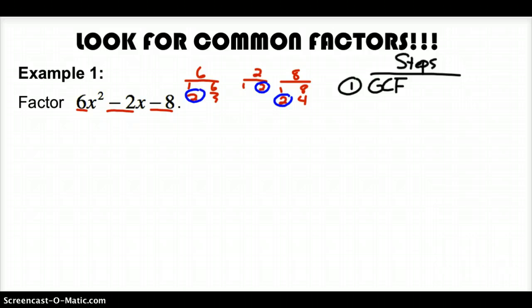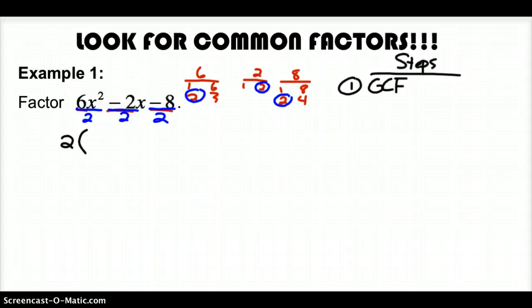So what I'm going to do is divide each of these terms by this greatest common factor. And here's how we're going to write this out. We're going to write this out just like this. I know that I took a 2 out, and I'm going to rewrite basically what I have left over.